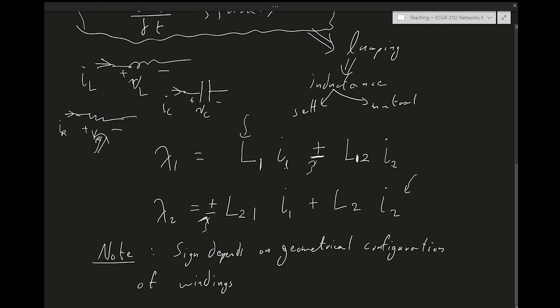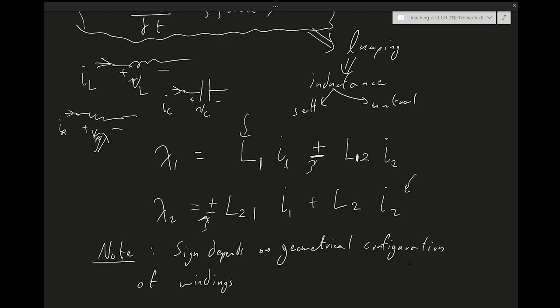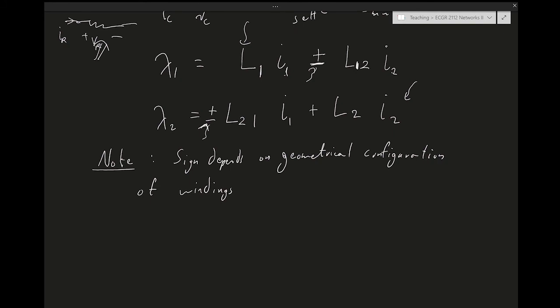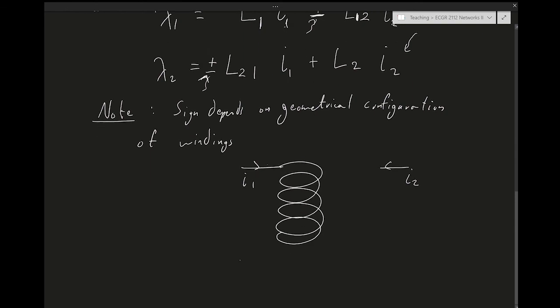However, the mutual inductance will depend on the configuration of the windings, and I want to show you what I mean by that. Let me keep this equation. We have the two windings. I have I1 going in, and I2 going in, and then I have winding 1 and winding 2.